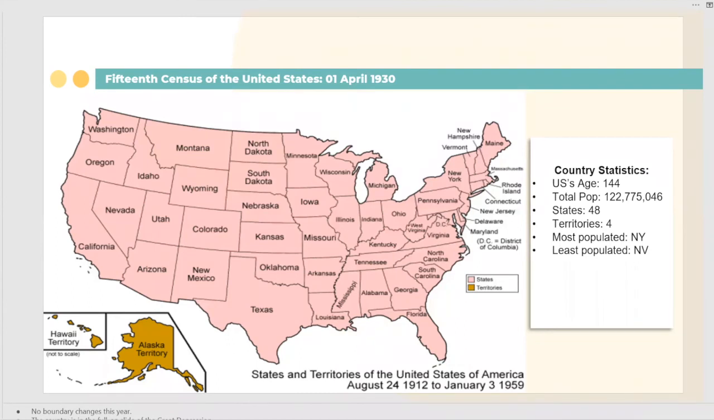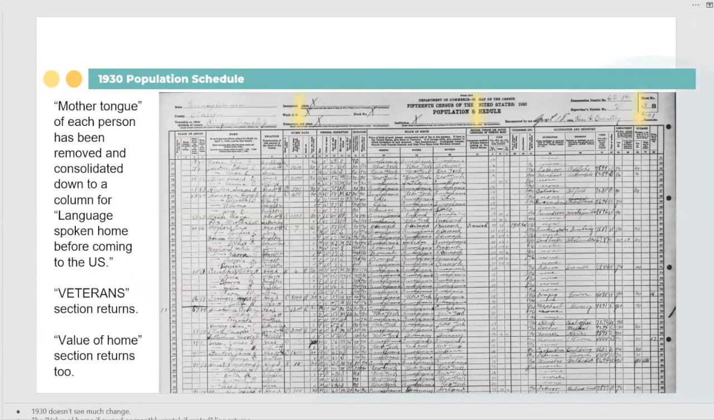The country is in the full onslaught of the Great Depression at this point. The stock market crash happened in October of 1929, of course. So we're going to see a lot of information pertaining to that kind of thing. Mother tongue of each person has been removed and consolidated down to a column for language spoken in the home before coming to the US. The veteran census returns and the value of home section returns too. But most everything else is going to remain fairly similar.